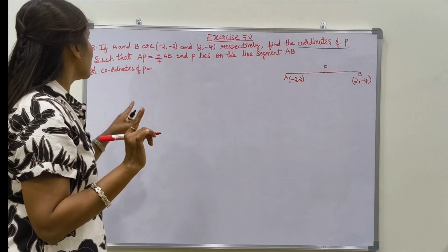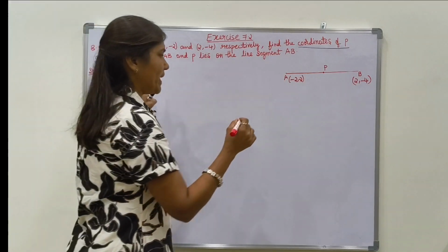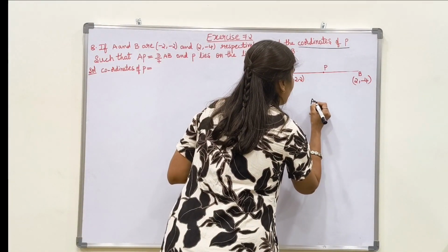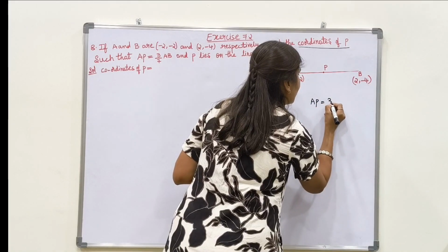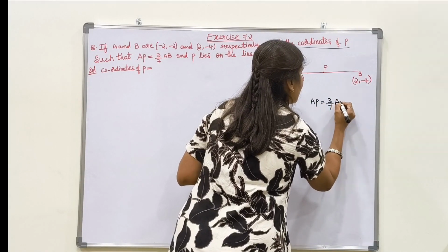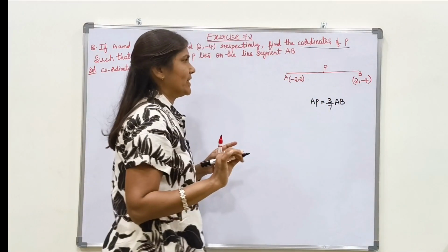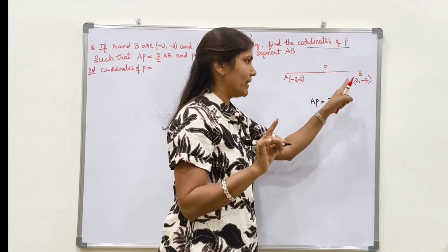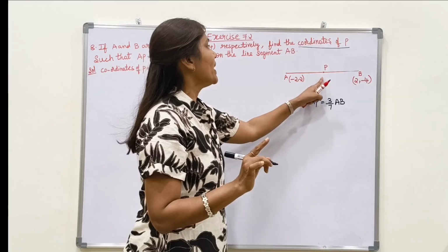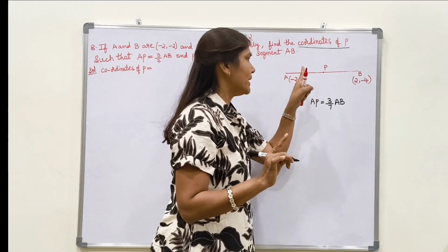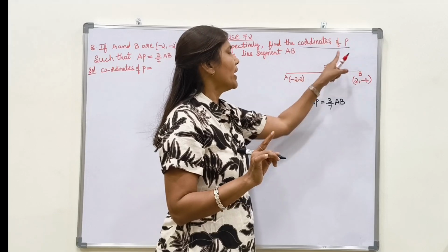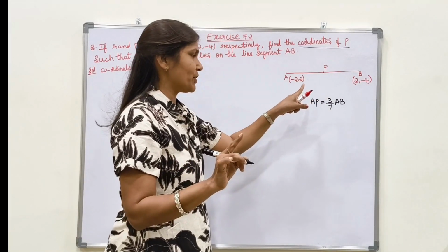Here one clue is there. What is the clue? AP is equal to 3/7 AB. This is the clue. Once again I will say, here a line segment is there, A coordinates are given, B coordinates are there, and P is on the line segment AB. Now we have to find the question mark, the coordinates of P.